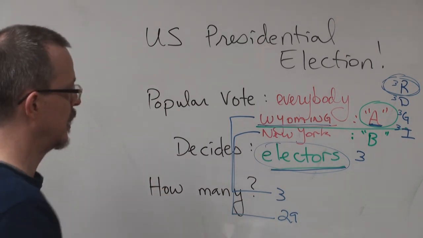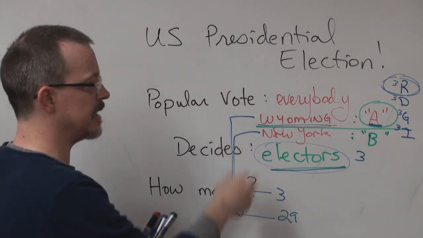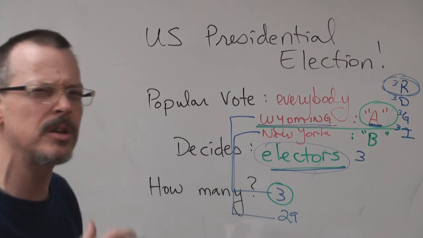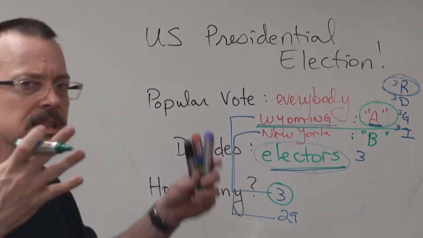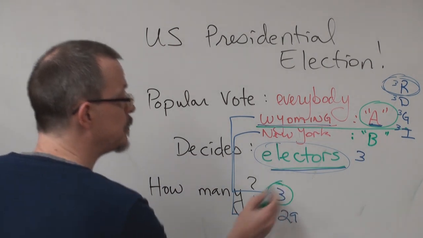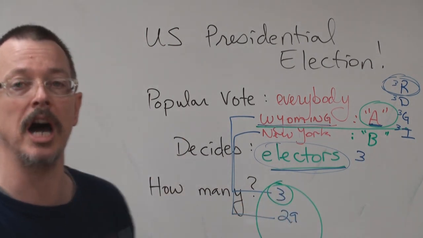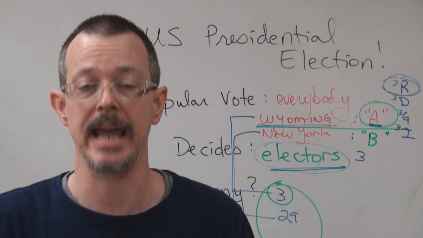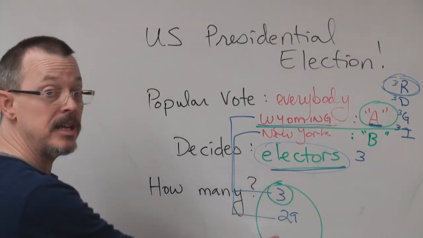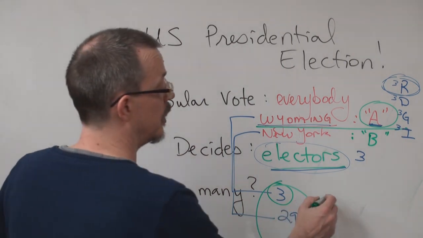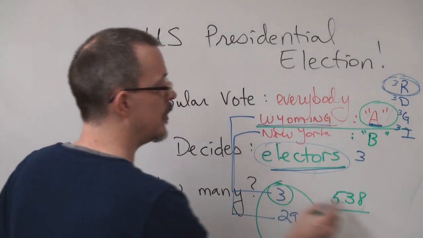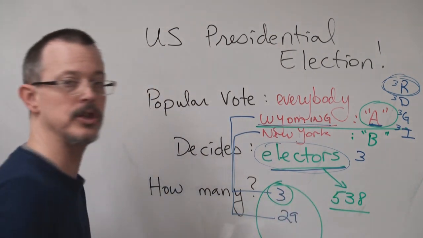So anyway, every state decides, has a different number. The minimum number is 3. The maximum number, 30-something. California is the biggest state by population. And then these people go to Washington, D.C. and actually vote for the president. How many? Altogether, there are 538. There are 538 electors.